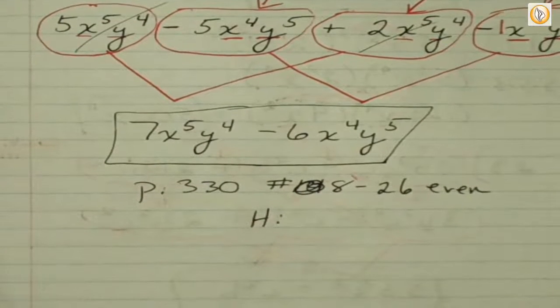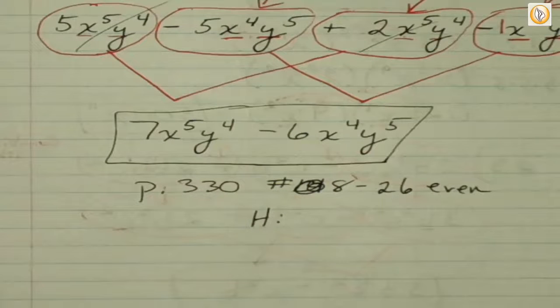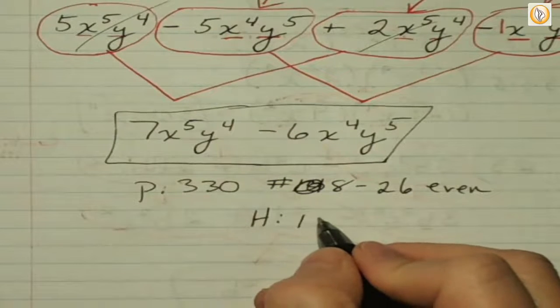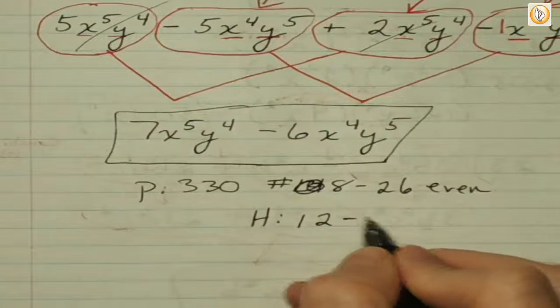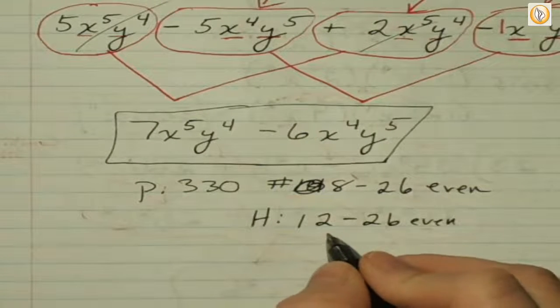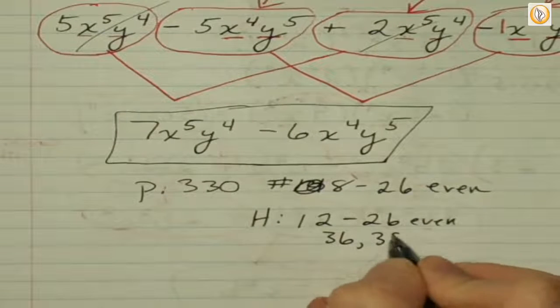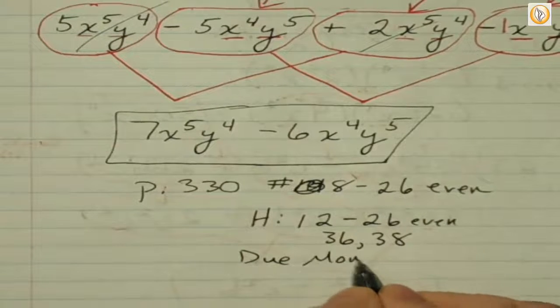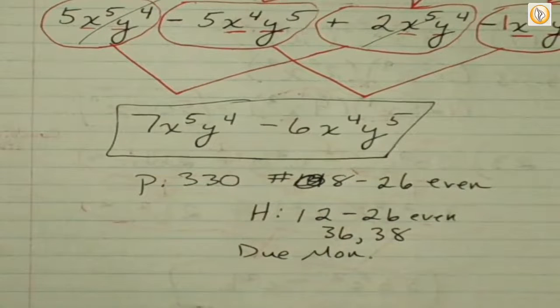You get to do 12 through 26 even, and 36 and 38. This is due Monday. Get started, and I will give you time in science to also work.